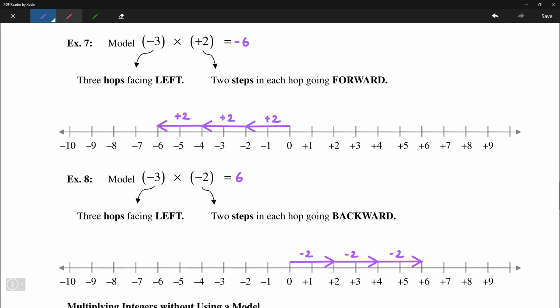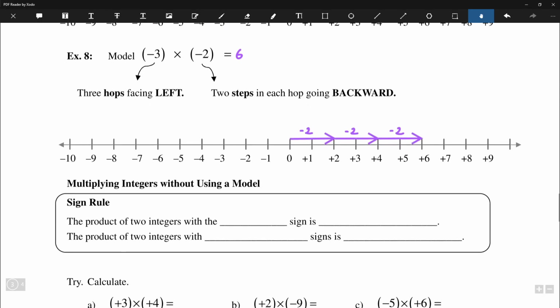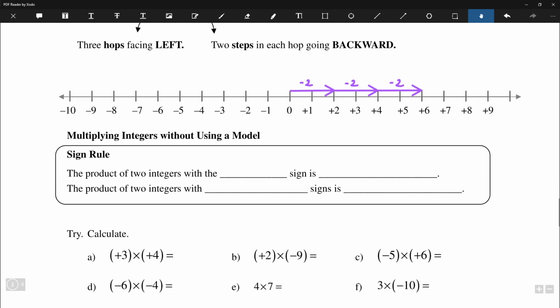So yeah, imagine if we have the stick figure person facing left, and hopping backwards would take us to +6. Okay, so to summarize the result from both the counters and also the number line, we can now multiply integers without using a model, using the sign rule.